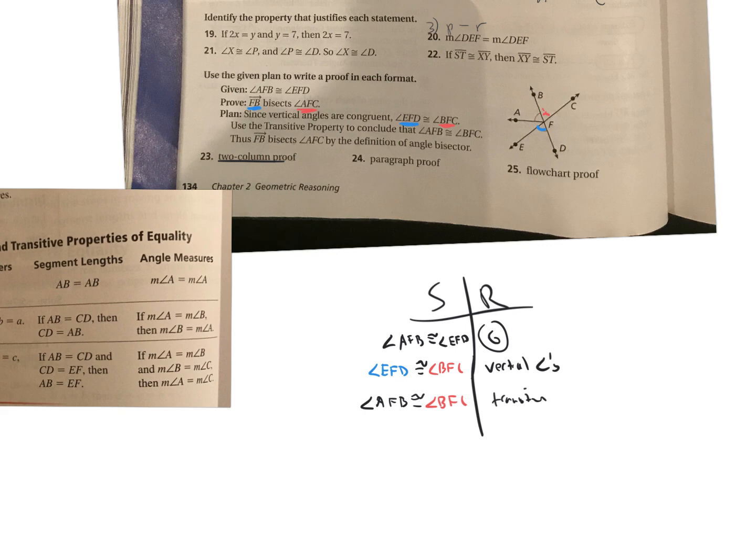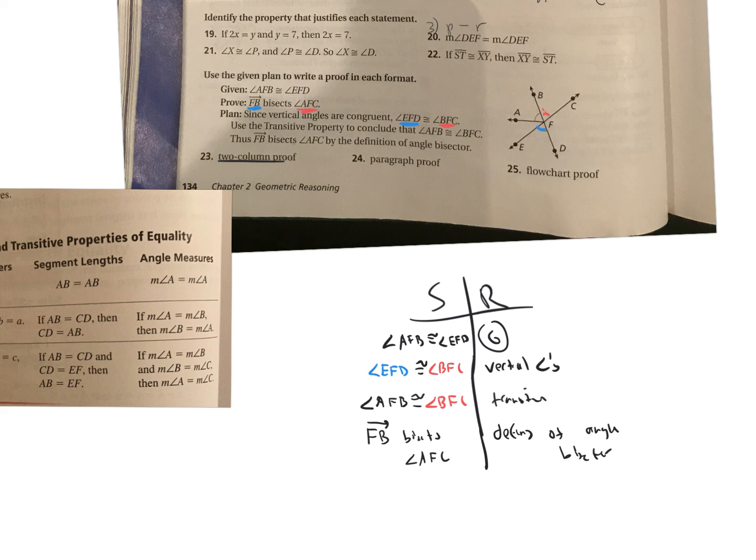So what we've established is that AFB, which is this guy, is congruent to BFC, which is this red one right here. And then we can hit it with the final move, which is that ray FB bisects angle AFC, and that's due to the definition of angle bisector. Okay, that's the definition of angle bisector.